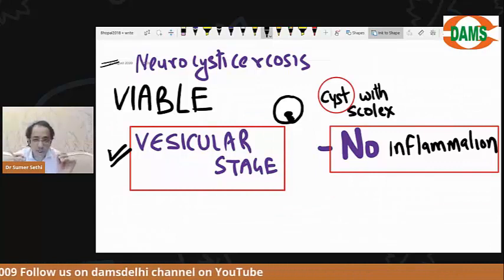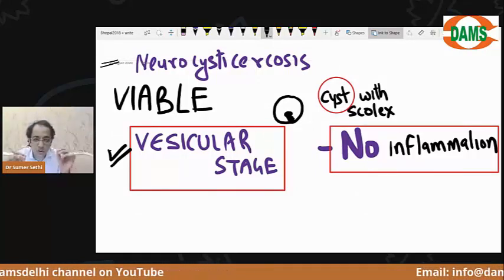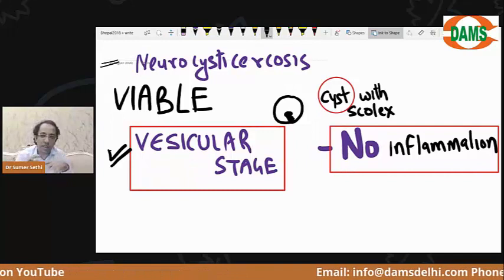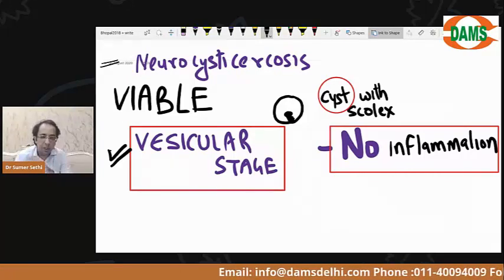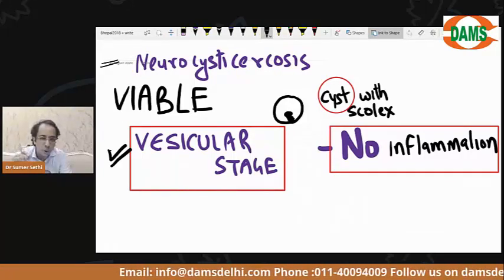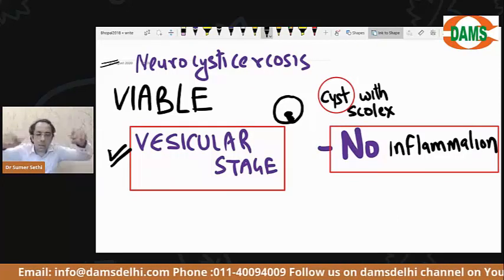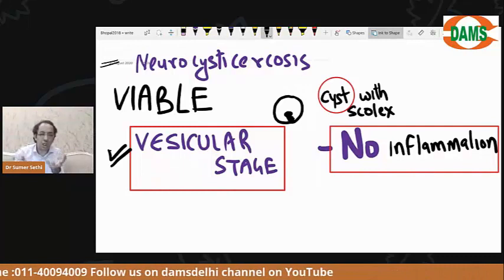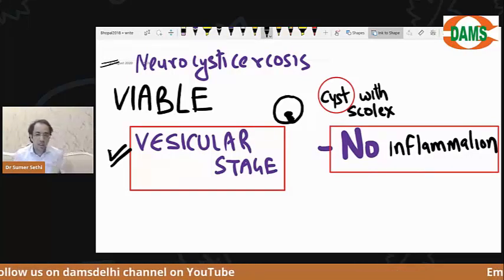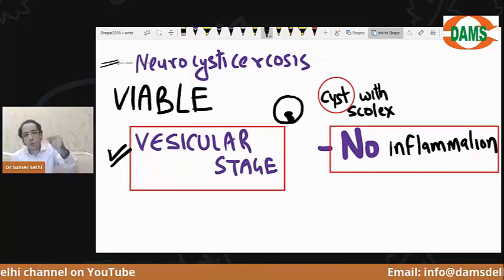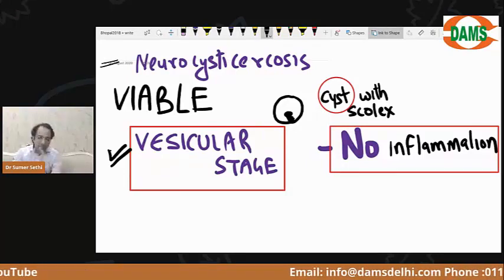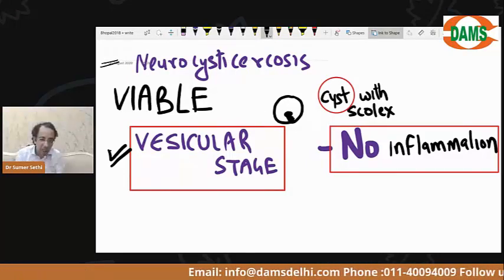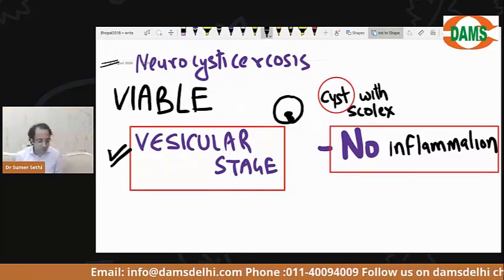Because when the parasite is alive, listen to me, when the parasite is alive, the cell membrane is intact. Did they teach you in immuno and micro that the cell membrane is not immunogenic? Cell membrane जो होती है ये immune response नहीं incite करती, immune response तो protein के खिलाफ होगा. So when the cell membrane of the parasite is intact, वो alive है, there will be no inflammation.